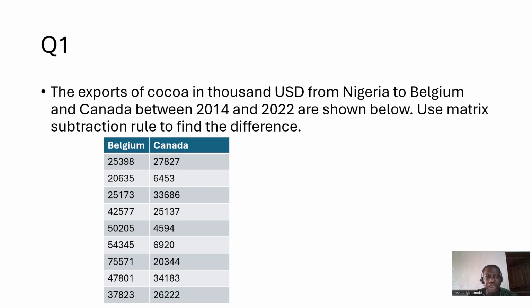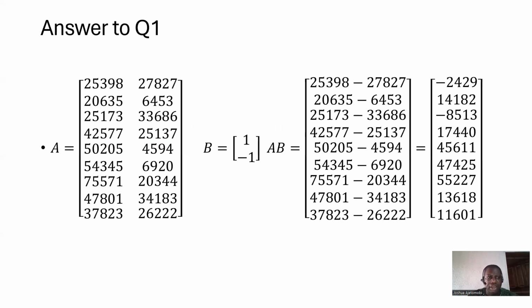Example 1, the exports of cocoa in 1,000 USD from Nigeria to Belgium and Canada between 2014 and 2022 are shown in the table below. Let's use matrix subtraction rule to find the difference. Matrix A. The first column of that matrix is exports to Belgium, while the second column is export to Canada.